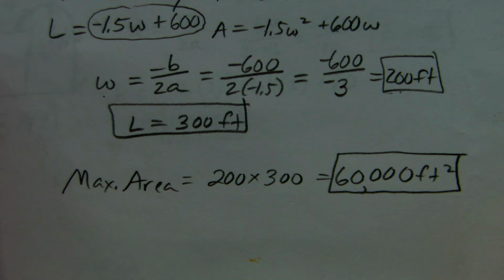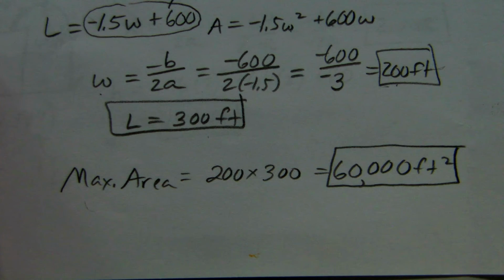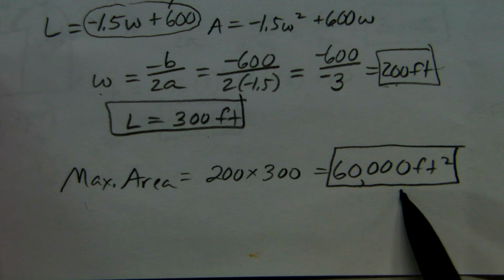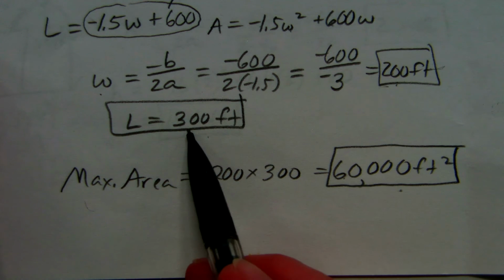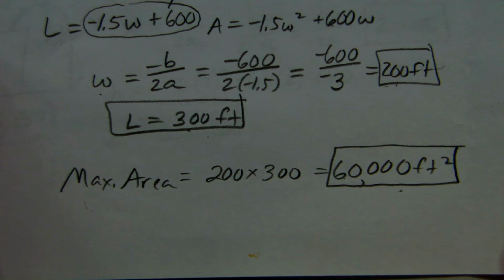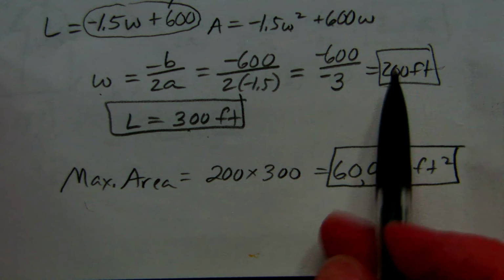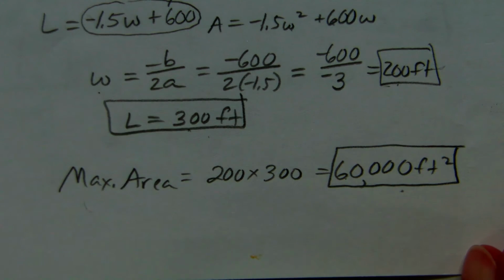How would you do that on the calculator? Oh, so the same way that you did last one. You just have to figure out the vertex. And it would give you the 200 and the 60,000, and you'd still have to figure out the 300 by yourself if you did it on the calculator. So it doesn't quite give you everything, but it would give you a lot.